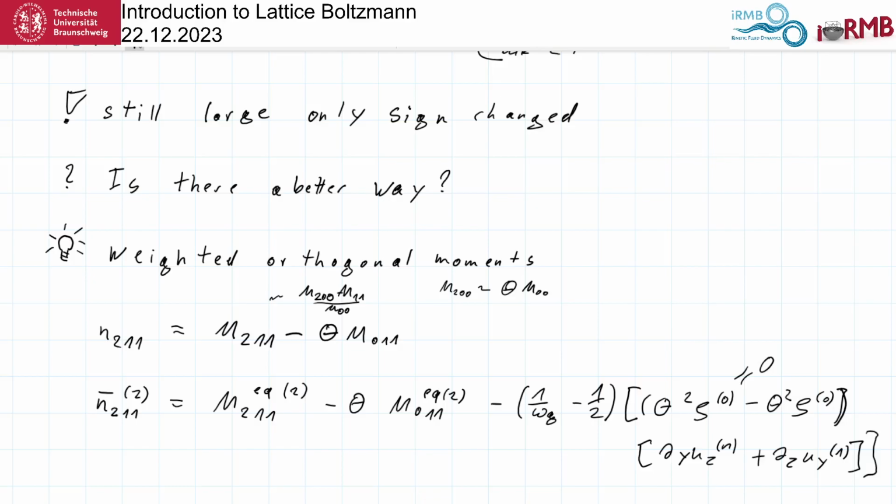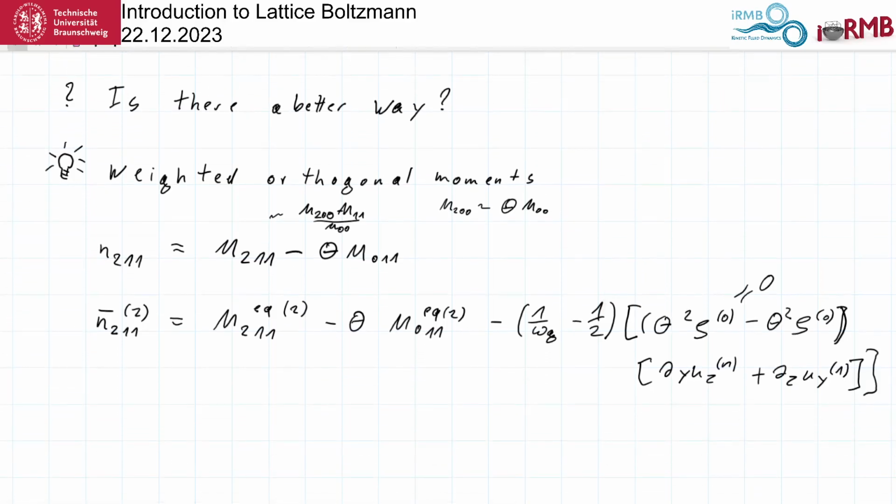No dependency means that this moment m211 does not grow with the m011, independent of the relaxation rate. But now wait a minute. This again is a different moment, and it's not the same moment we have been looking at before.